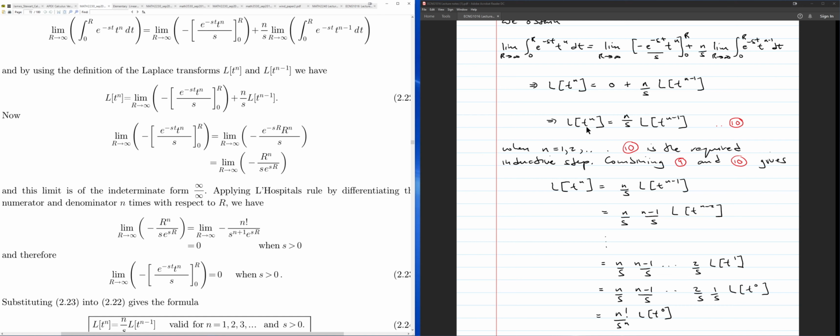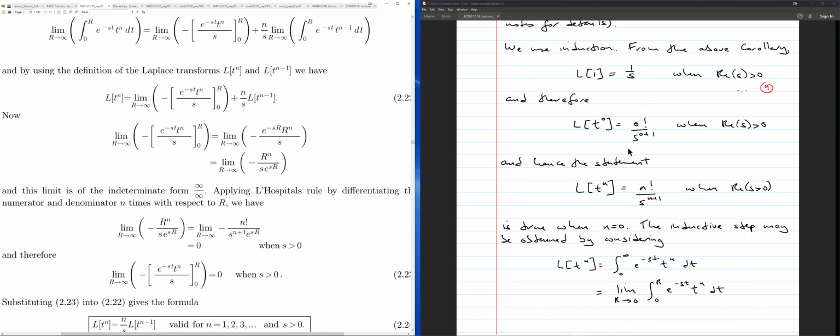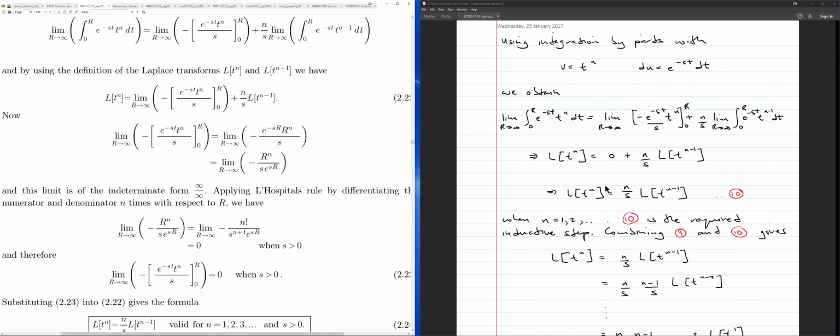And now what we have is Laplace of t to the n is equal to n on s times Laplace of t to the n minus 1. So this statement is a true statement, and this would form my induction step. The assumption that I'm making here is that n is at least equal to 1, so this is true in the case when n is equal to 1, n is equal to 2, n is equal to 3, and so on.